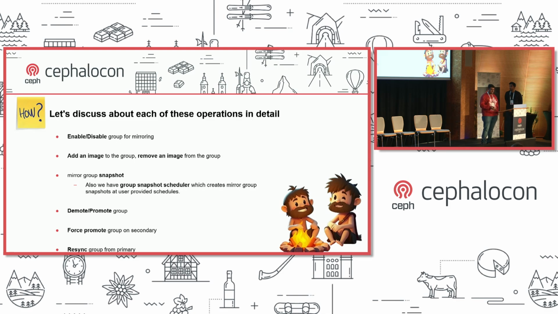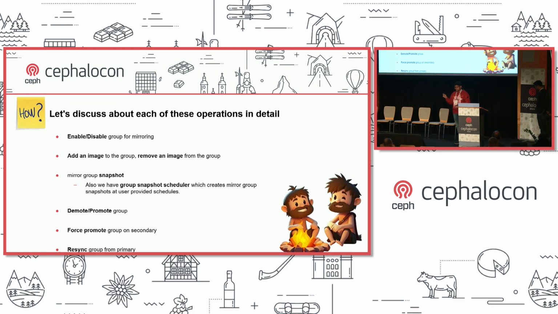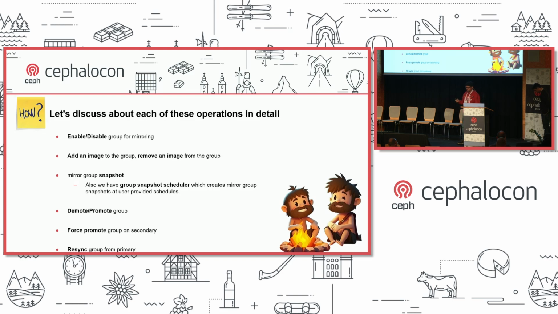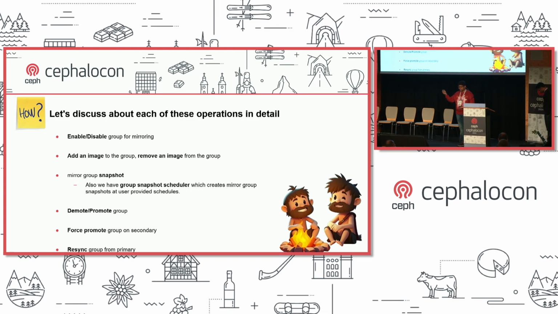We have add image and remove image functionality, which keeps group mirroring very flexible, so that you can add an image to the group or remove one, as your application would like to include it in this particular set. We also have the operation of mirroring group snapshots. You can explicitly take these mirroring group snapshots when required, but there is also a group snapshot scheduler which creates them automatically on user-provided schedules. Ramana is currently working on that.